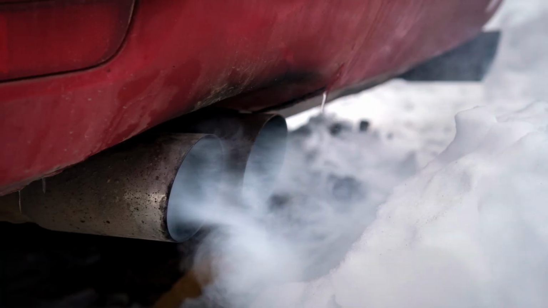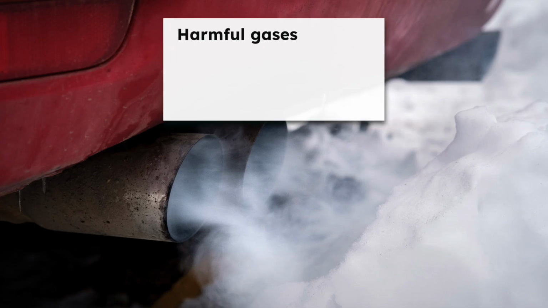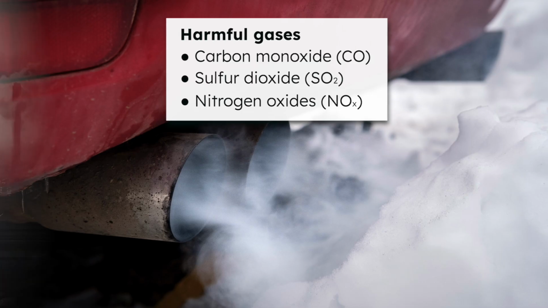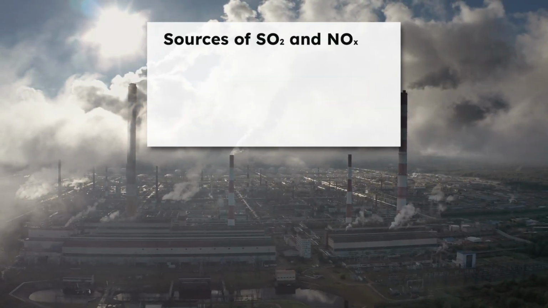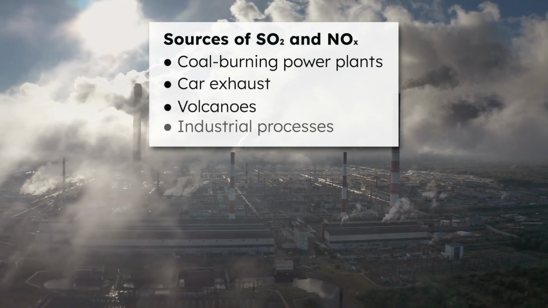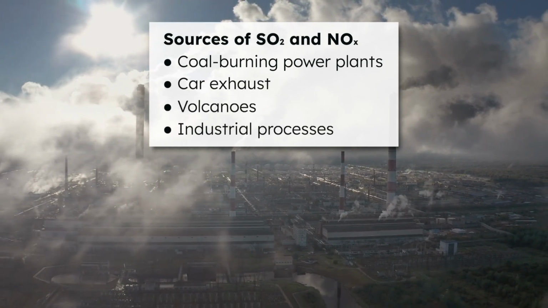Burning materials also release harmful gases like carbon monoxide, sulfur dioxide, and nitrogen oxides. Carbon monoxide is a colorless, odorless gas commonly released by vehicles burning gasoline. Other gases like sulfur dioxide and nitrogen oxides are colorless, but generally have strong odors. They come from a variety of sources, such as coal-burning power plants, car exhaust, volcanoes, and industrial processes.